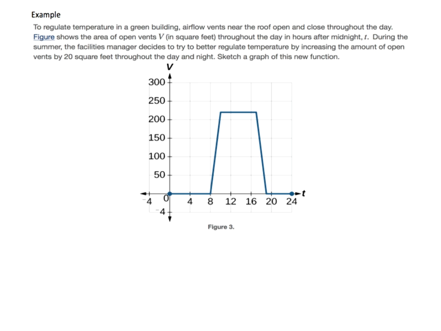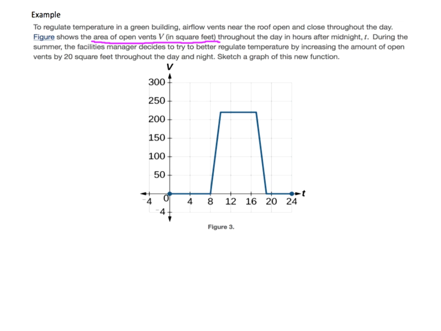Okay, all right. Let's look at this example here. To regulate temperature in a green building, airflow vents near the roof open and close throughout the day. The figure below shows the area of open vents. Let me just color code this for us.